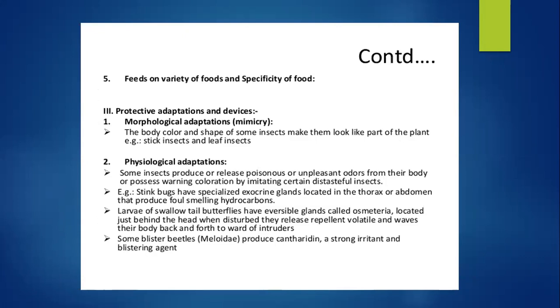And they feed on a variety of foods and specificity of food. So different insects feed on different kinds of food. They are phytophagous in nature. They are anemophagous in nature. Some of them feed on copepods. Some of them feed on larvae. Some of them feed on blood, hematophagous in nature. Some of them are omnivorous in nature. So depending on the food they get, there are different lots of insects.